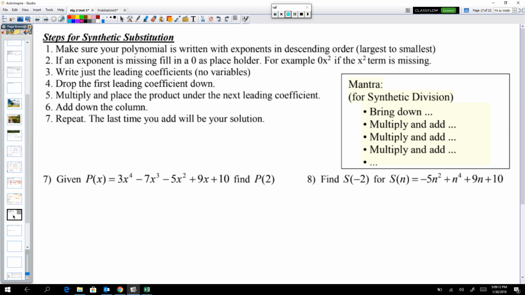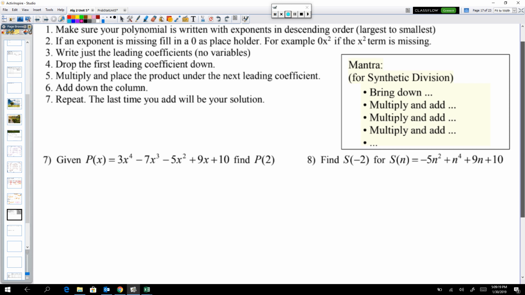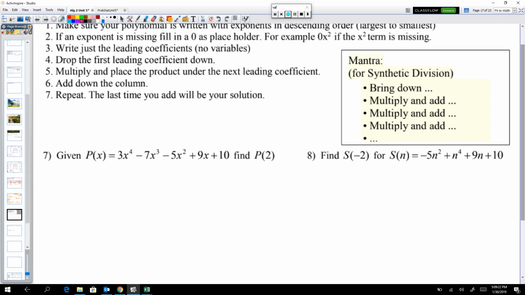We're going to copy down just the leading coefficients to start off our synthetic division. So let's go ahead and dive into example number 7 here so we can see these steps in order. So the first term is x to the 4th, then we have x to the 3rd, then x squared, and then x, and then a constant. So everything is in descending order already for us, and that's quite helpful. And we don't have anybody missing, so we will go ahead and copy these coefficients down as they are.